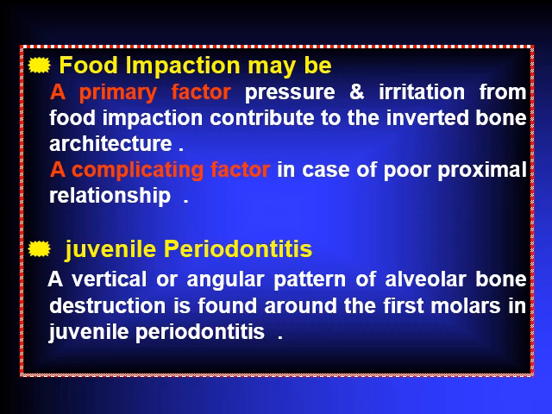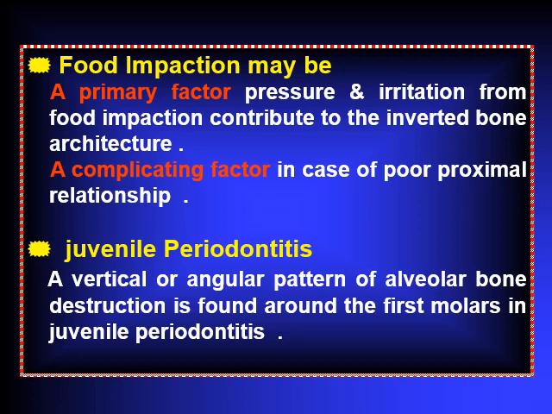Okay, food impaction also may be a primary factor in bone defects, because the pressure and irritation from the food impaction contribute to the inverted bone architecture, what we call a negative bone architecture. Also, a complicating factor may occur in a case of poor proximal relationship. I will show you now what inverted bone architecture is. Inverted bone architecture occurs when the interdental bone is more apical than the facial or lingual bone, as I will show you now.